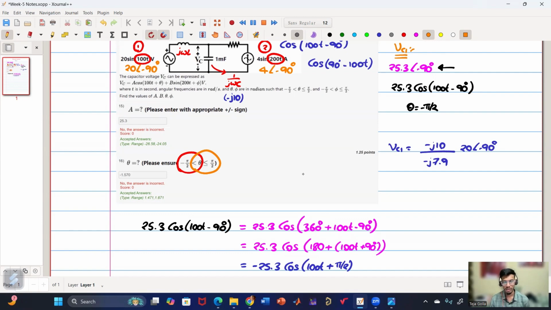So what I have done is I have used cos of 360 plus theta equal to cos theta, and then I have made sure now theta is 90 degrees, and they said theta can be 90 degrees. So that theta should be within that range.